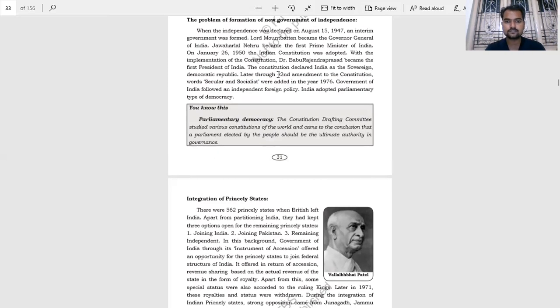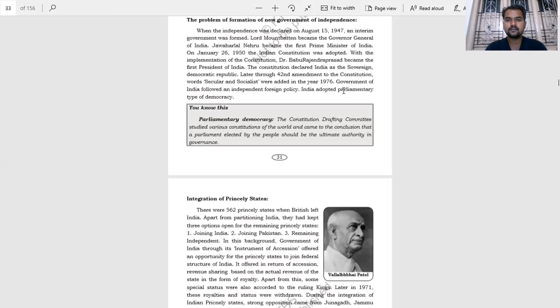Earlier, prior to social and secular, we had India as a democratic and republic country. Democratic and republic were the terms used in the preamble, but social and secular were added later in 1976 by the 42nd amendment. So we have to remember that Dr. B.R. Ambedkar's original Indian constitution doesn't contain the words social and secular. They were added later by our Indian politicians in the year 1976.